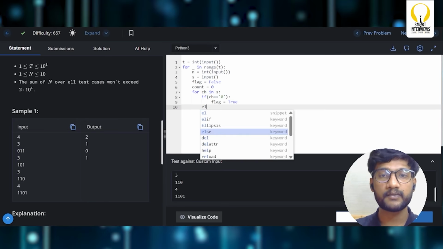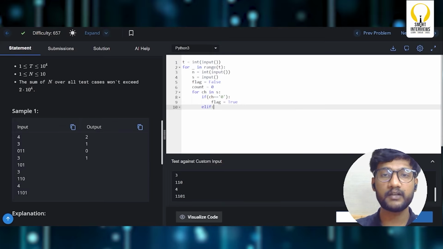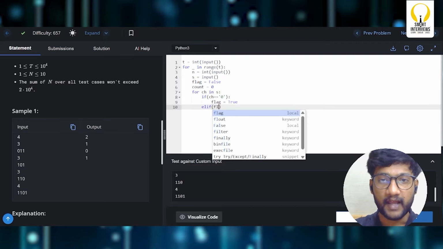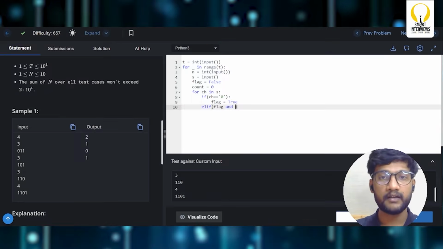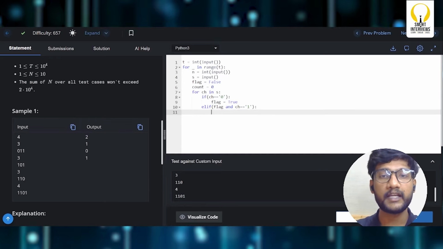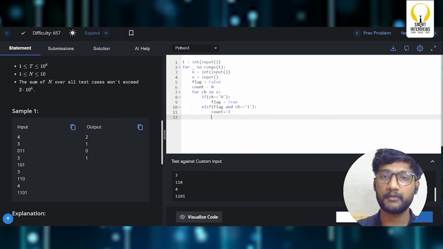Else if what you're trying to check, else if my flag is equal to true, and if my ch is equal to 1, can I directly increment my count? We can't do it in place in C++ like Python, right? We'll simply increment our count, and at the end, I'll simply print my count.